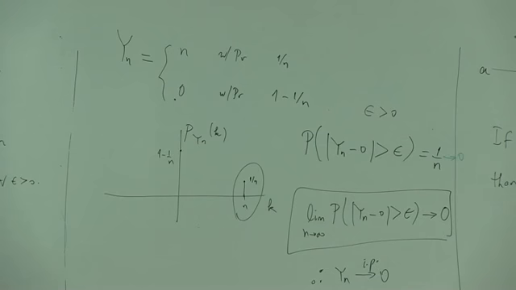So next time we'll address this as well as other notions of convergence, and we will see a very important special case of the convergence in probability, which is the weak law of large numbers. Okay? So I'll see you next time.